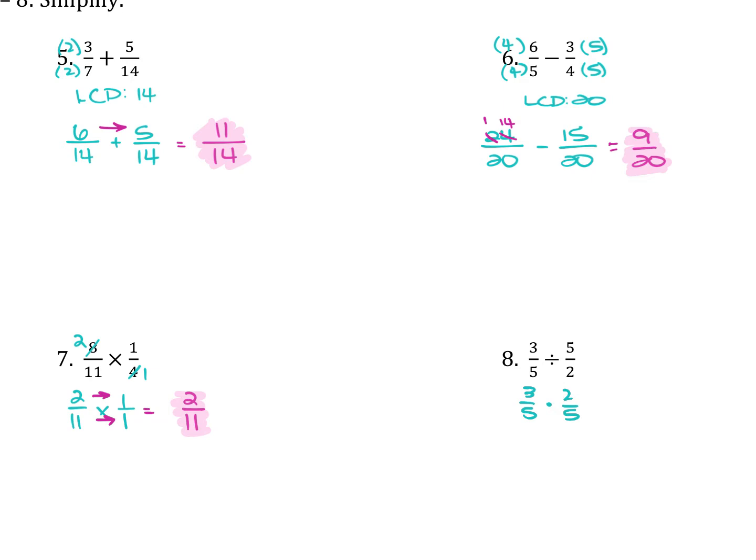Check diagonally if you have any like factors between the two numbers. Between the 3 and the 5, your only common factor is 1. Between the 2 and the 5, your only common factor is 1. So multiply straight across. The 3 times 2 is 6, and 5 times 5 is 25. So it's just 6 over 25.